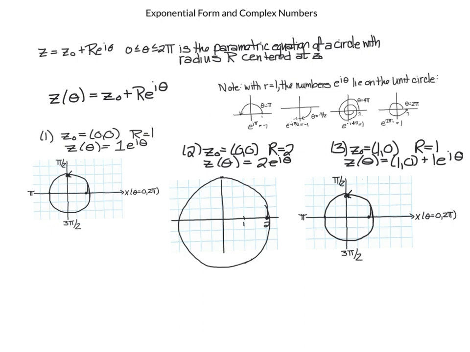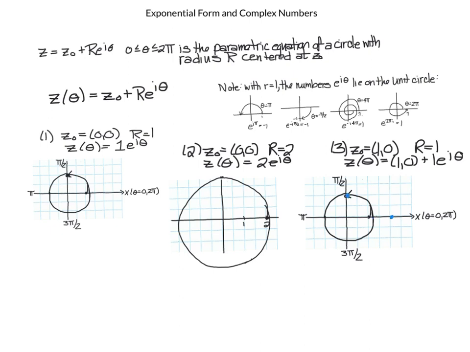The last thing we're going to do is make z naught equal a different point other than 0, 0. I chose the point 1, 0, and I brought the radius back down to 1 just because it was getting too big and I was running out of space. So now my z of theta is equal to 1, 0 plus 1 e to the i theta. What I did to start is I took my graph of 1 e to the i theta and I have it here in black. But now z naught equals 1, 0, it's going to shift all my points over by 1 in the x direction.